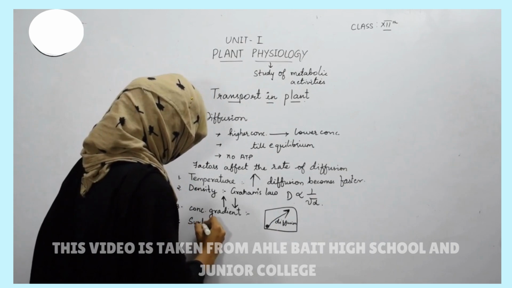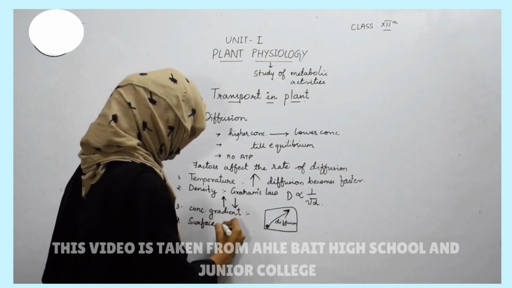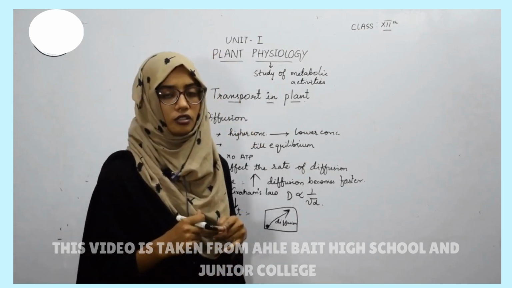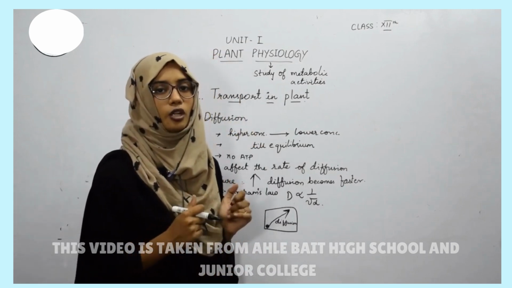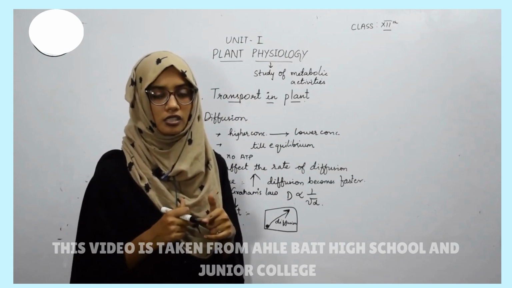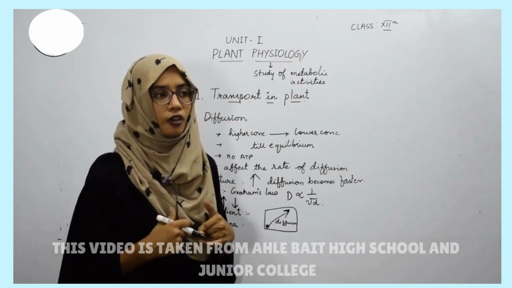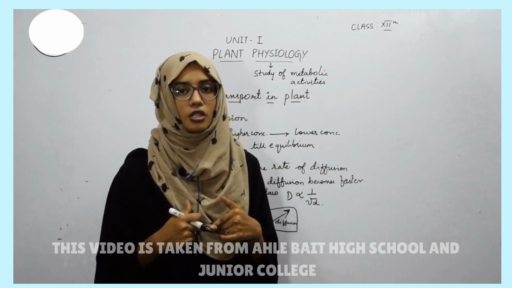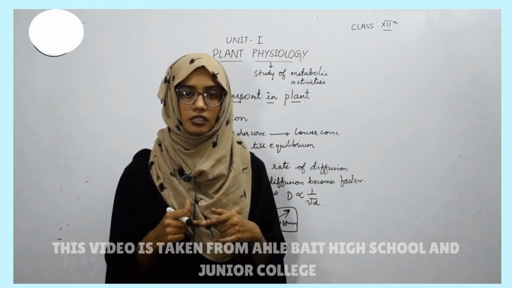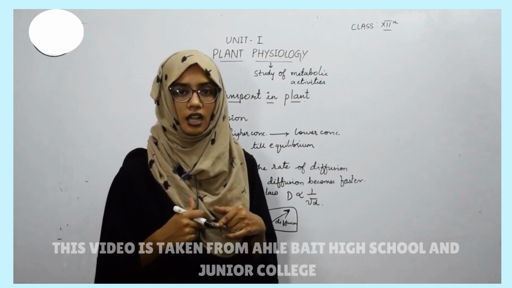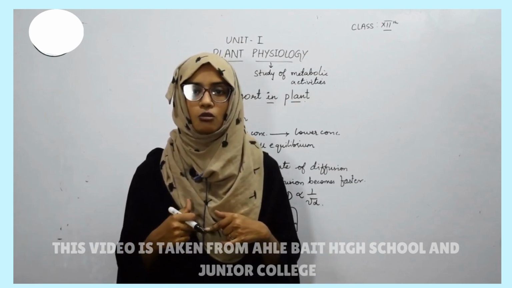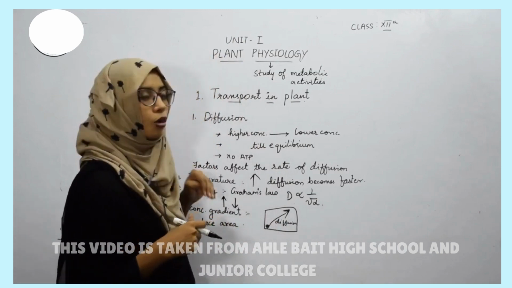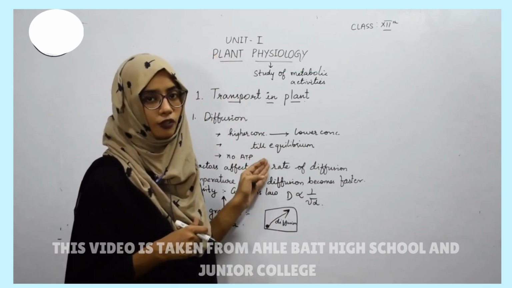The next factor which affects the rate of diffusion is surface area. If the surface area available for transportation is more, then the rate of diffusion will increase and become faster. For example, the alveoli of the lungs provide 100 square meters of area for the exchange of gases. The greater surface area helps diffusion occur faster. So these are some of the factors which affect the rate of diffusion.